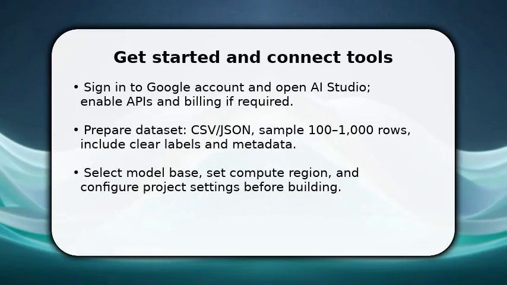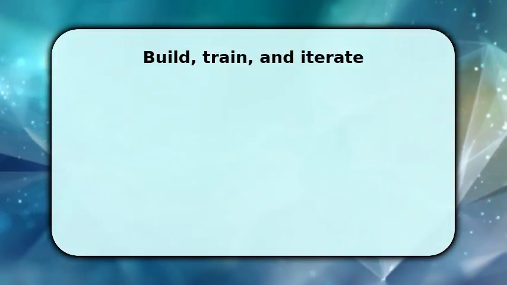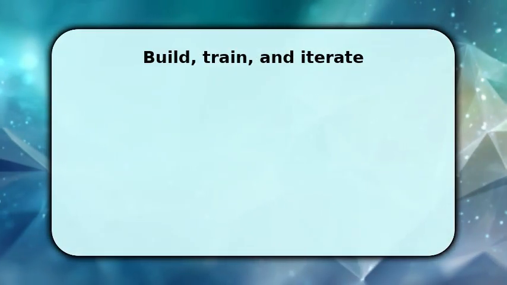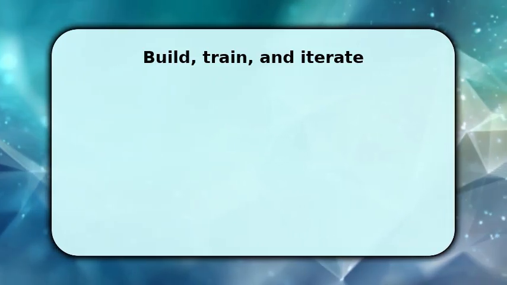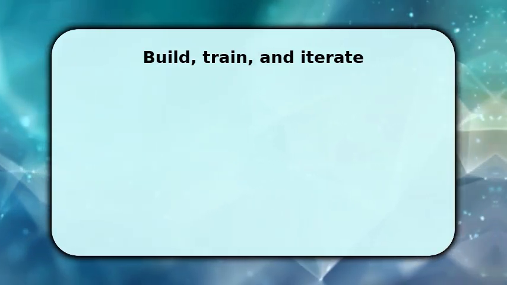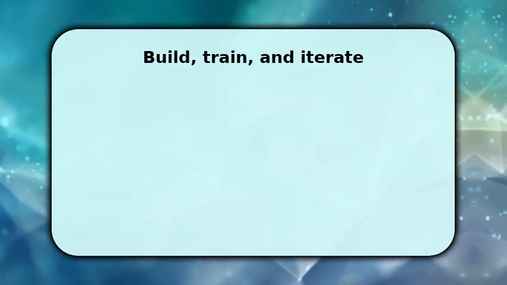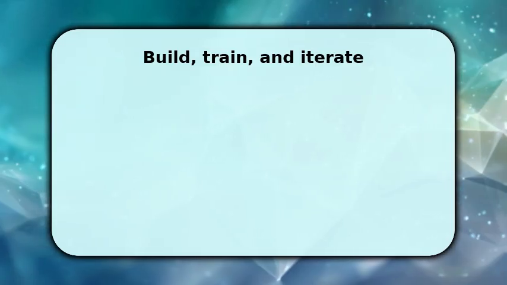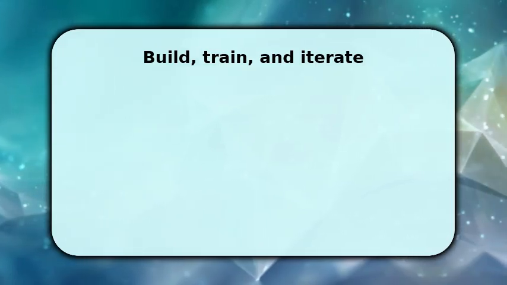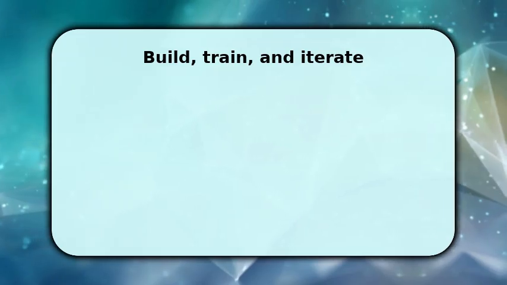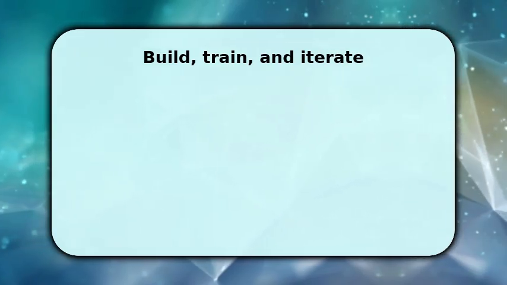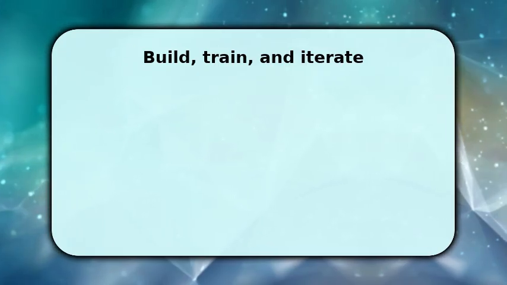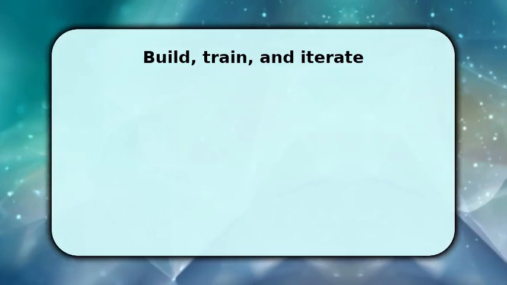Once done, create an experiment and upload your clean dataset, mapping features to the model inputs and labels directly in the UI. Configure hyperparameters, set batch size, learning rate, and epochs, and use a 10% to 20% validation split so you can monitor overfitting. Start with a short training run to validate configuration, then iterate using checkpoints. If metrics improve, scale up.